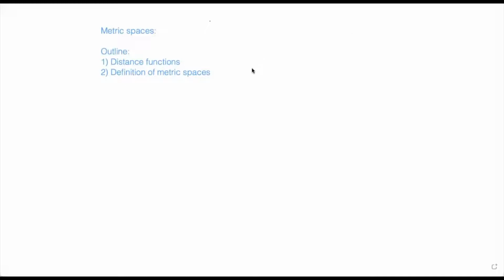In this lecture, we study metric spaces. First, we introduce the notion of distance and we define distance functions. Then we define metric spaces. So let us start with the notion of distance. So, distance functions.